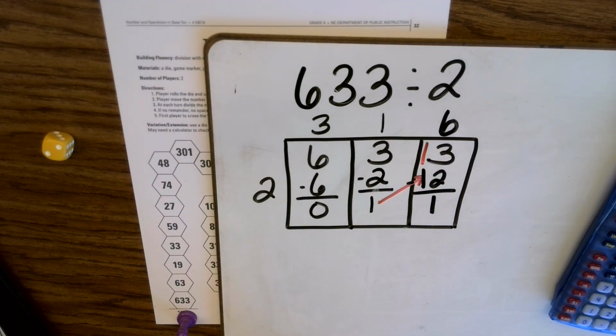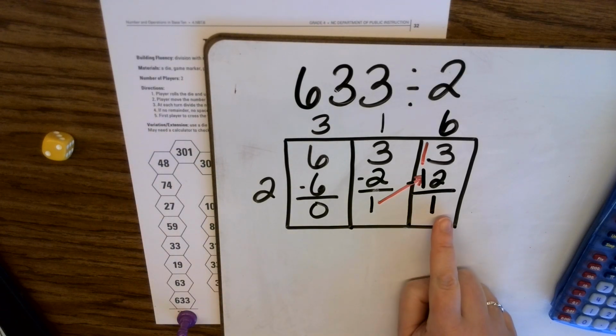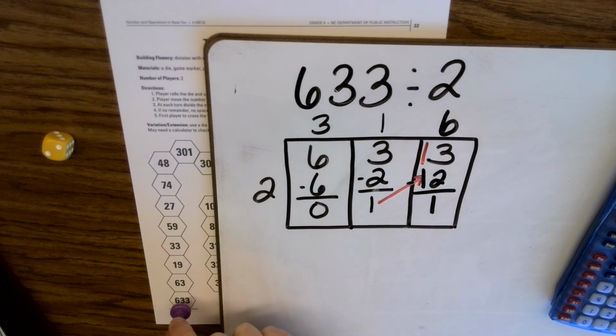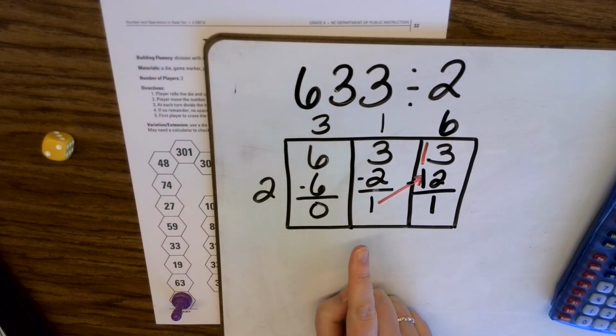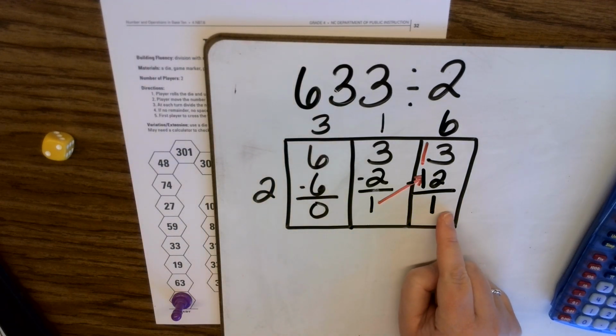Now, since I divided that out and I have a remainder, my remainder, whatever my remainder is, is how many spaces I will go. So I have a remainder of 1 when I divided it. So I just go to the first space. But let's say I divided this number and I got no remainder. I don't move at all then. Then it's my partner's turn.